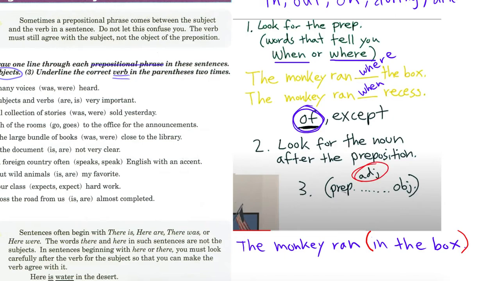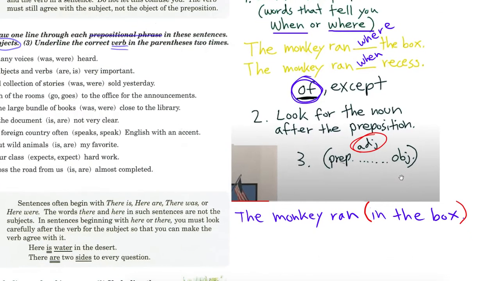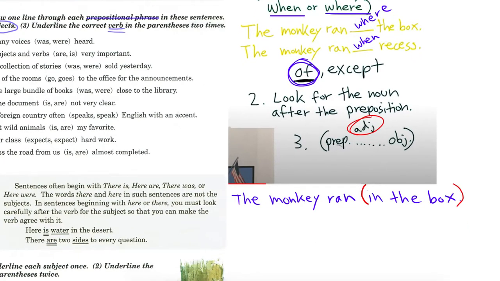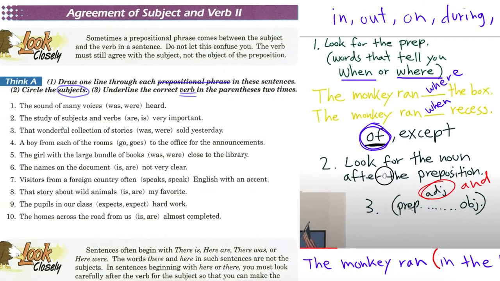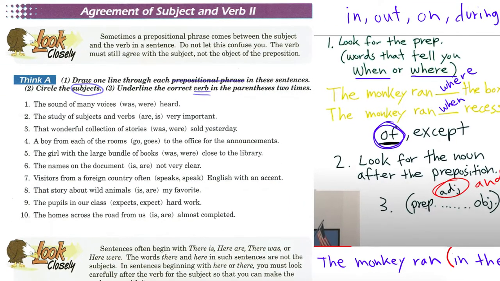Remember, a lot of prepositional phrases have adjectives in between. They also might have an and in between. So it's important that you don't just stop. If there's an and, then you might have more than one object. So the monkey ran in the box. In the box is my prepositional phrase. In Think A, they want you to do this a little bit differently. So they want you to find a prepositional phrase.